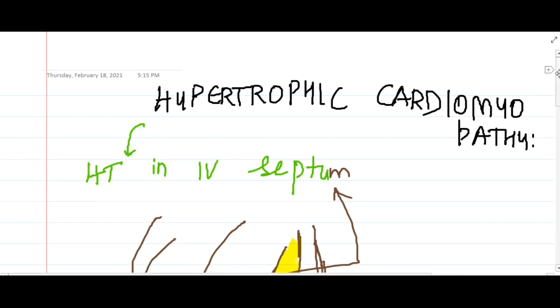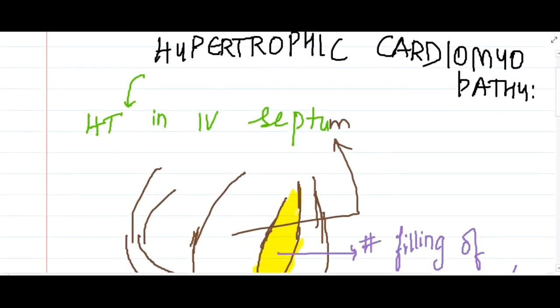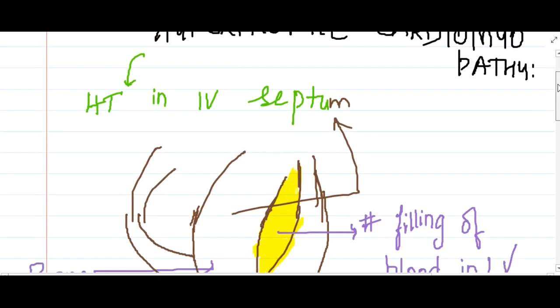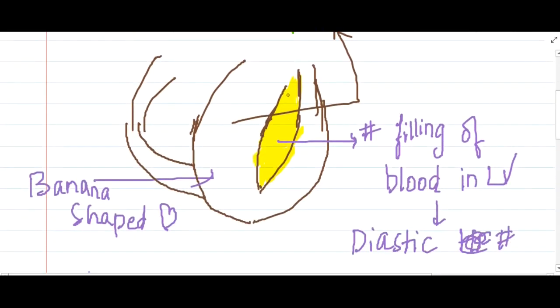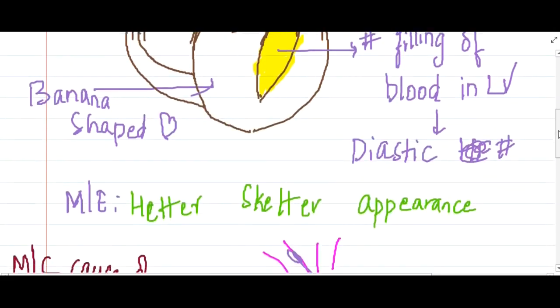Hello friends, let us now learn some important points about hypertrophic cardiomyopathy. In hypertrophic cardiomyopathy, there is hypertrophy seen in the interventricular septum. As a result, there is defective filling of blood in the left ventricle, which is diastolic dysfunction. So this heart is seen as a banana shaped heart.